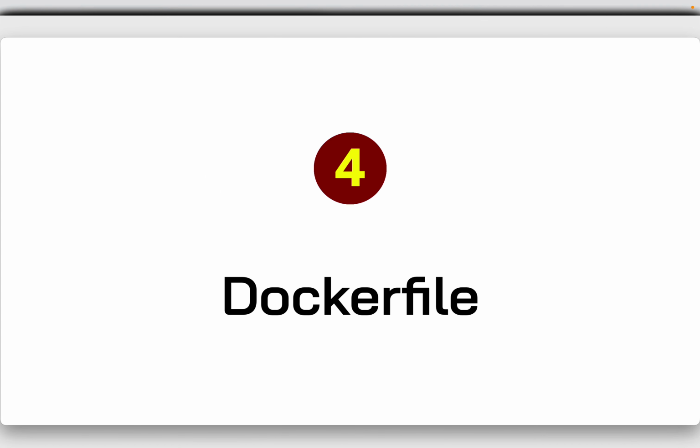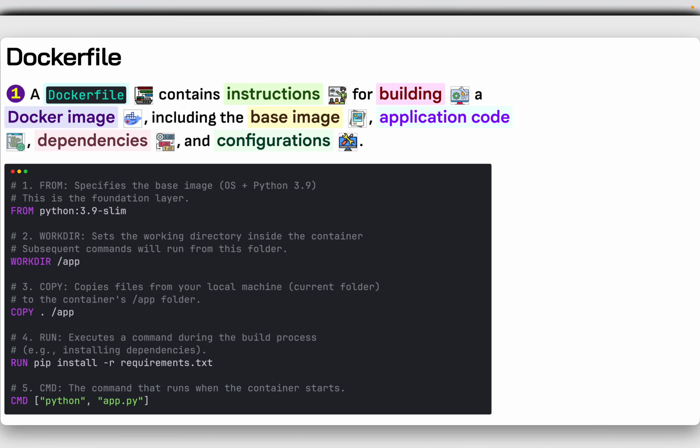Fourth topic is Docker file. So this is an example Docker file. This is just to remind you what is a Docker file. A Docker file contains instructions for building a Docker image, including the base image, application code, dependencies, and configurations. So mostly when you write a Docker file, you have to start with some base image. So we are using this, and this will be available in Docker Hub.